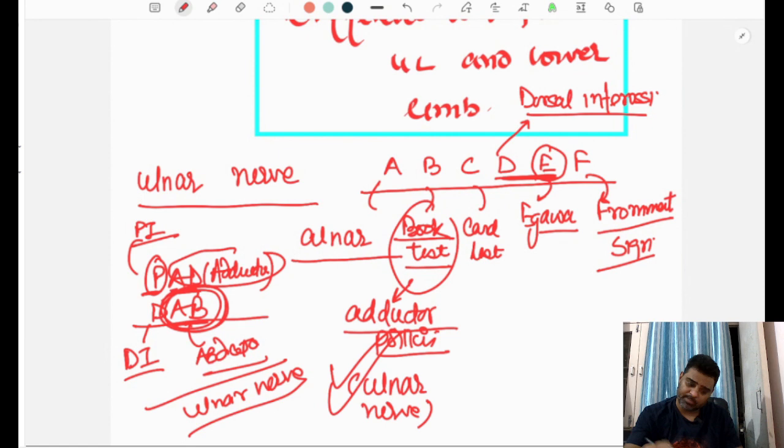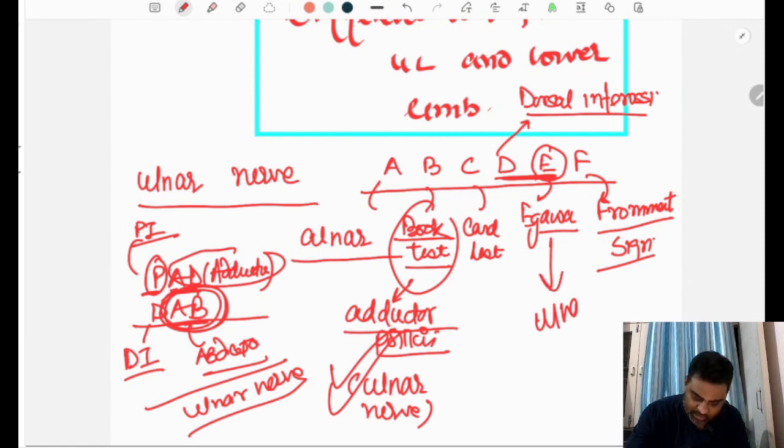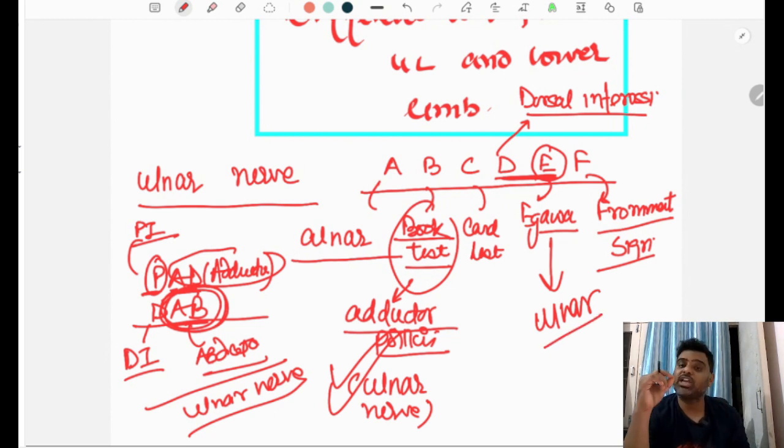So Igawa test is basically done. You can be asked in two ways. It is done for ulnar nerve. There is no problem, but for ulnar nerve especially for dorsal interossei.